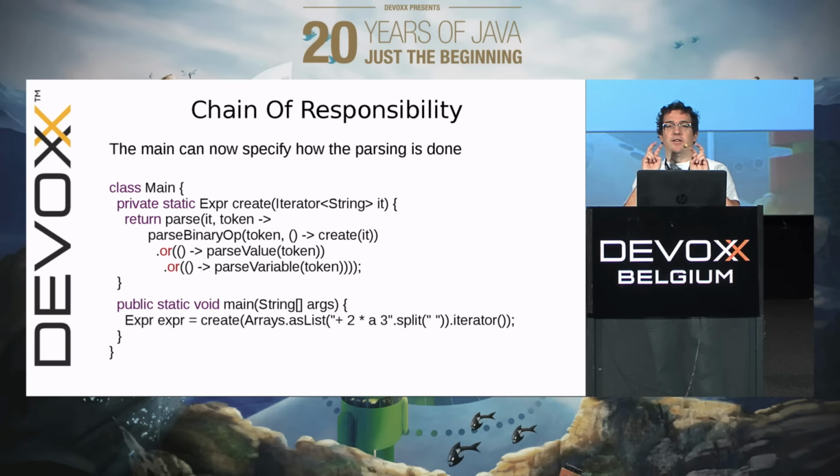I have lied a little because or is a method of Java 9, not Java 8. It was forgotten. It's a nice thing of being known from the guys from Oracle. You can ask to have something and have it. So this is how this is implemented.